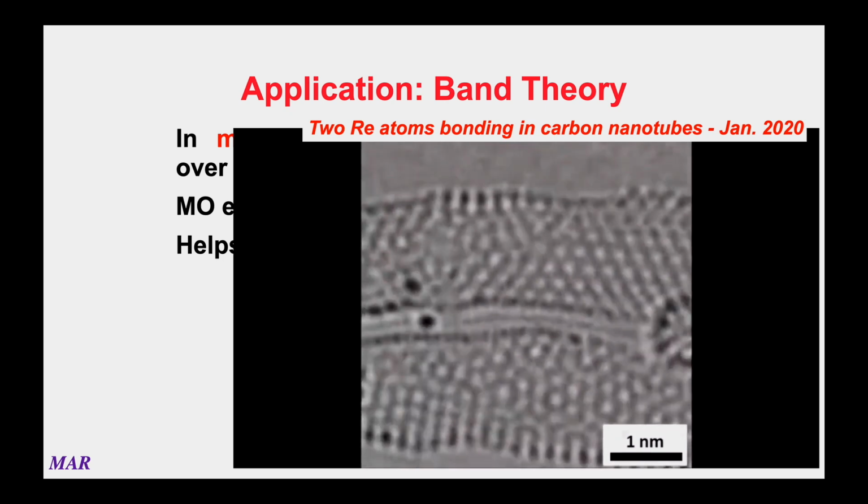This actually shows 2 rhenium atoms that are bonding. This is a true metallic bond in carbon nanotubes. And there's kind of like 2 tubes, one above and below, and a little channel in between. And the dark little spots there, which were interacting, those are 2 rhenium atoms. And they were actually able to observe this. This is January 2020, so it's pretty cool. You can actually see this kind of stuff in the real world. And anytime I can show my chemistry home movies, I will try, because it's just so freaking awesome.